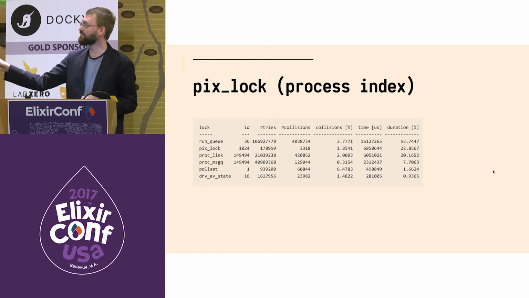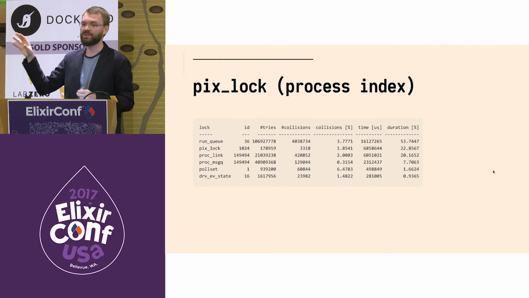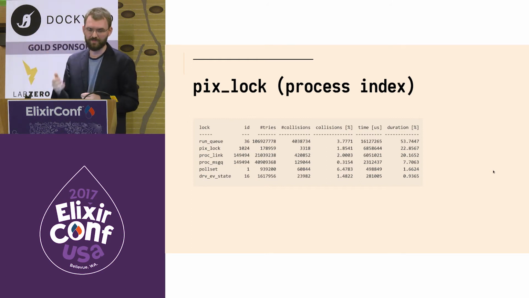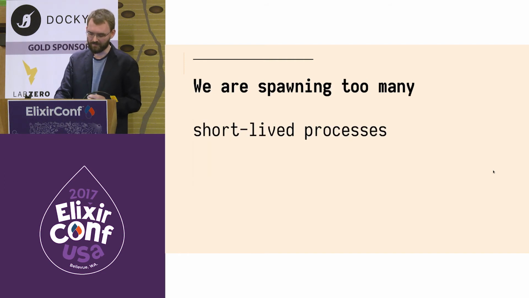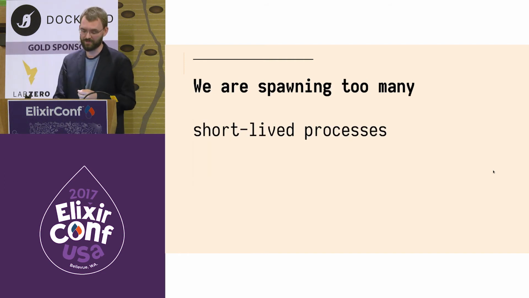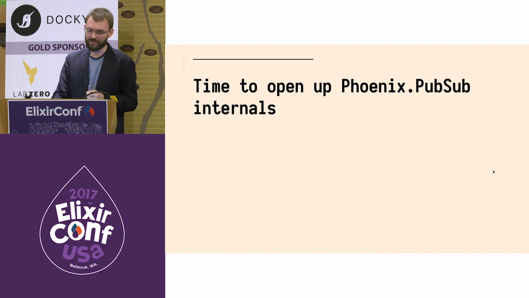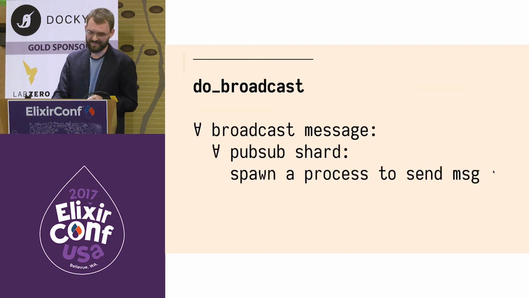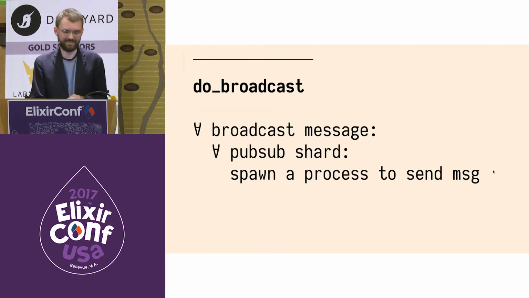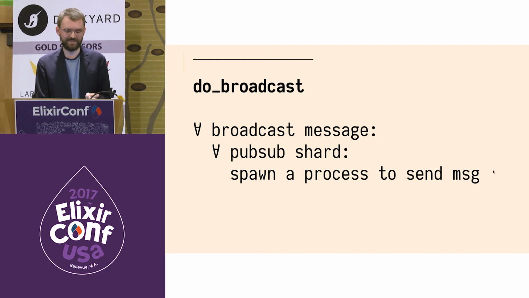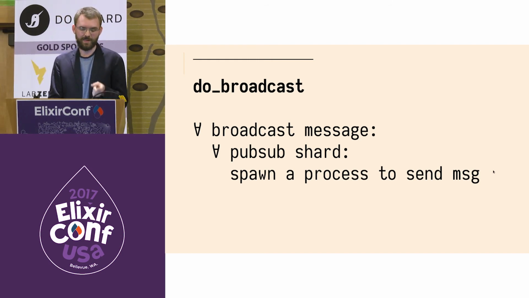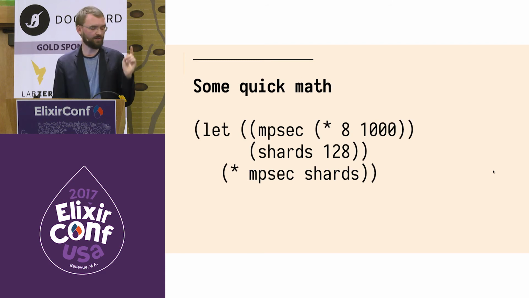Additionally, I'm not going to go into details, but this is like the aggregate table. There are tables with particular locks, and it was clear that there was one pix lock that was causing all the trouble. And so it means we were spawning too many processes. So when we looked into PubSub internals, again, we found that do broadcast does this for every broadcast message. It takes every PubSub shard, and it spawns a process to send that message, which is nice because all the messages go out at once.